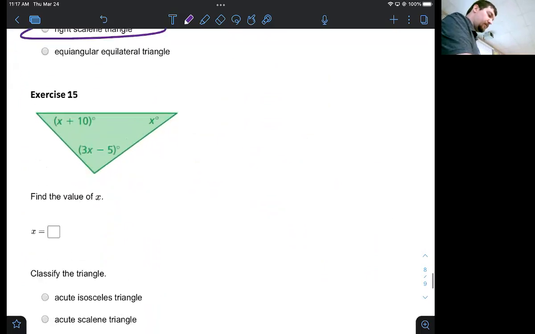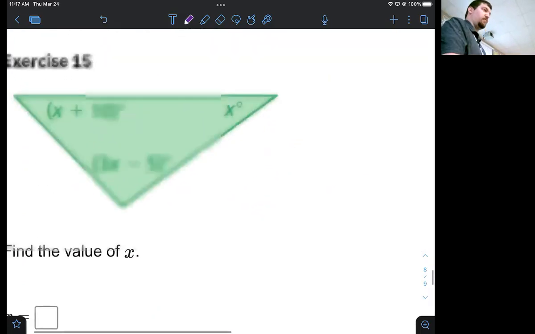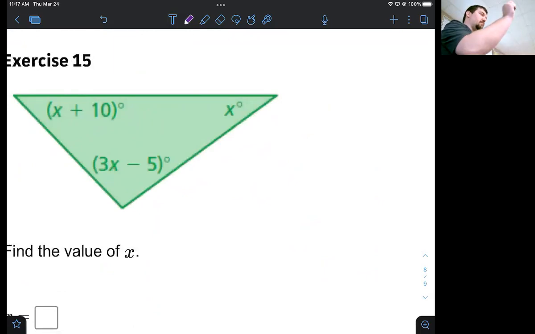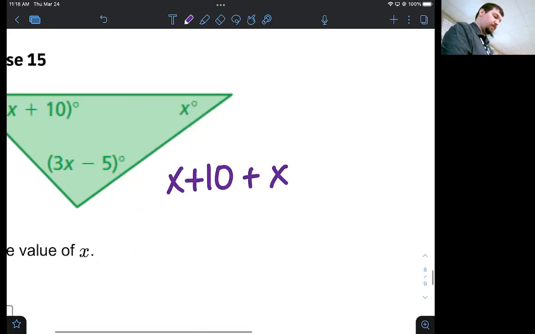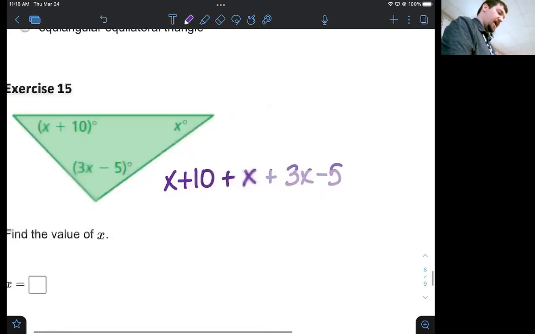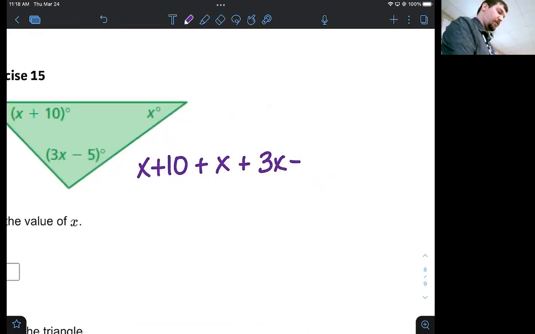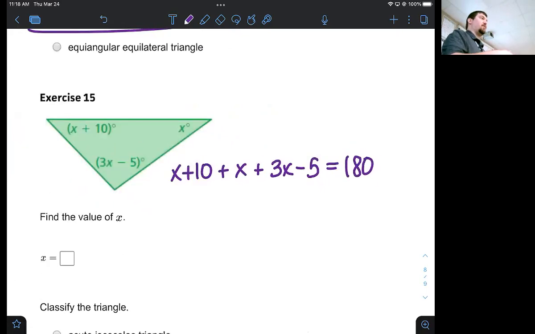Number 15. Whew, it's a lot of angles. Well, it's actually not a lot of angles. It's just each one's got a lot of parts to it, right? It's just 3 angles still. I mean, it is a triangle. x plus 10 is my first angle, plus x for my second angle, plus 3x minus 5 for my third angle, and they all have to add up to 180. So it's just me putting a bunch of plus signs between them. Now there is a minus sign. That's because one of the angles was 3x minus 5.